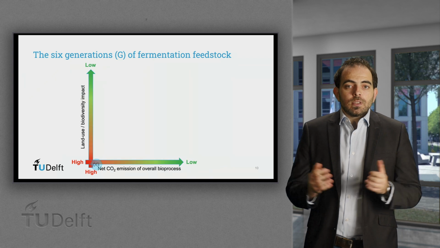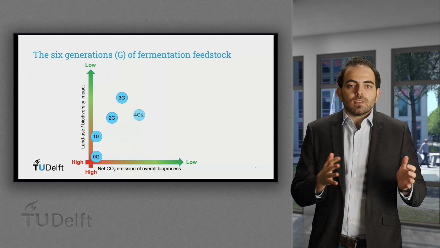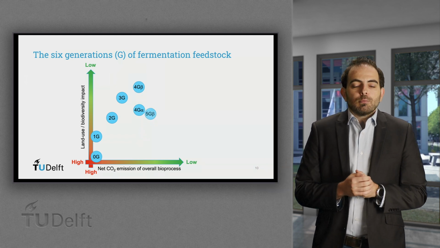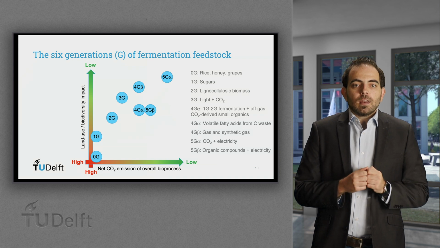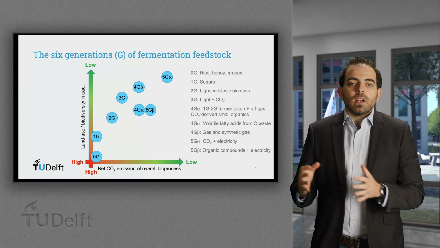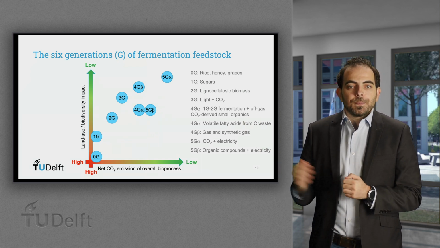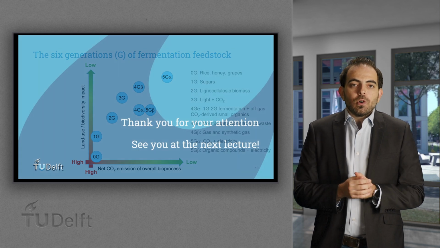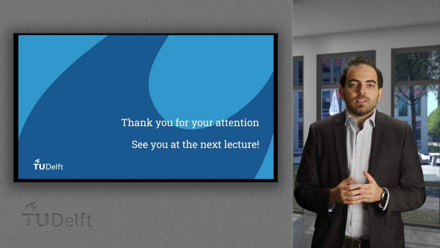How else do the 6 generations differ? Here, generations do not reflect a sequence in time per se, but rather reflect their impacts on key environmental aspects, namely the net CO2 emission of the overall bioprocess, as well as the land use and impact on biodiversity, as you can see here. The rest of week 4 will discuss each generation as well as the integration opportunities towards sustainable bioprocesses.